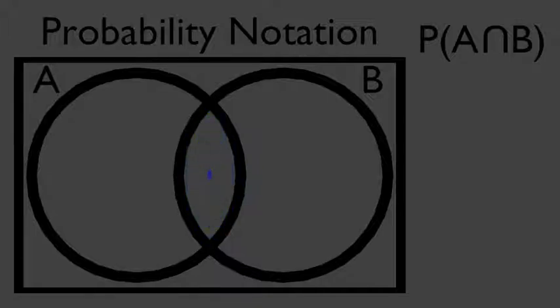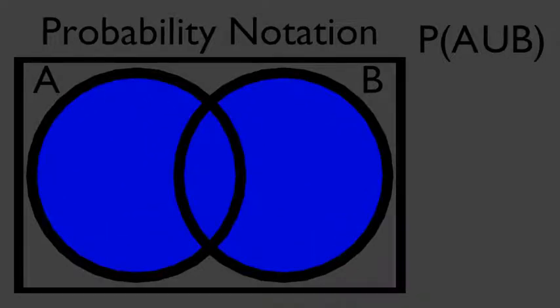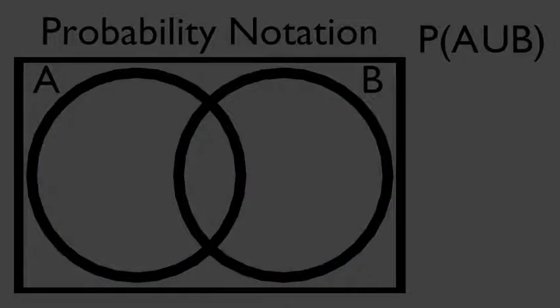Now, if instead of looking at the probability of them both happening at the same time, we look at the probability of when either one will happen, we change our intersection symbol to a union symbol, which looks like a U. This indicates when either A or B will happen, which, looking at the Venn diagram, is these three pieces. The part of the circle of A that's outside the intersection, the part of the circle of B that's outside the intersection, and the intersection itself.